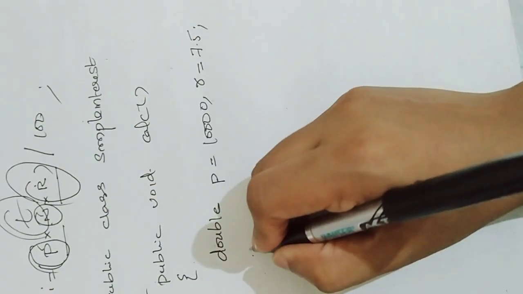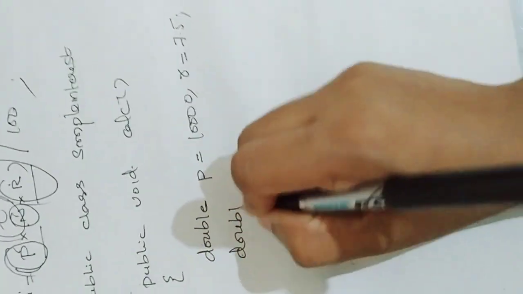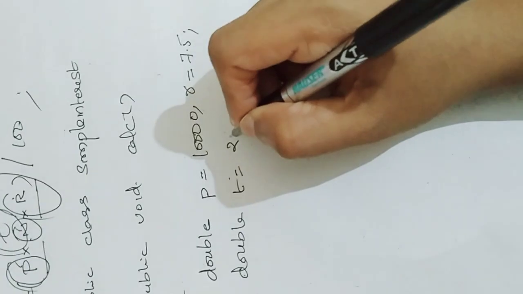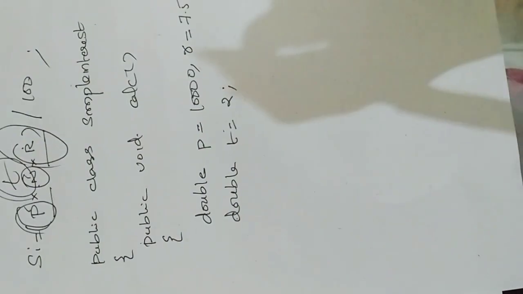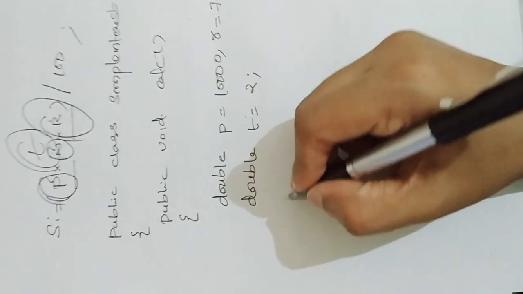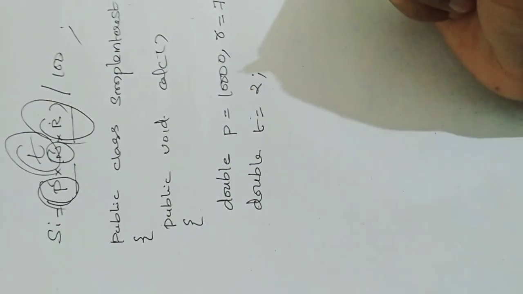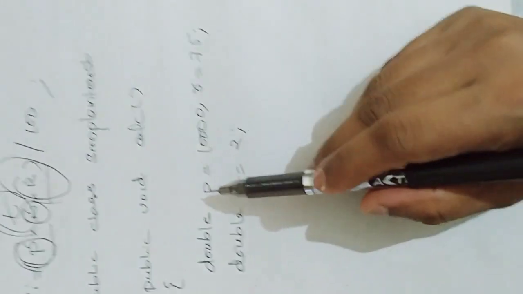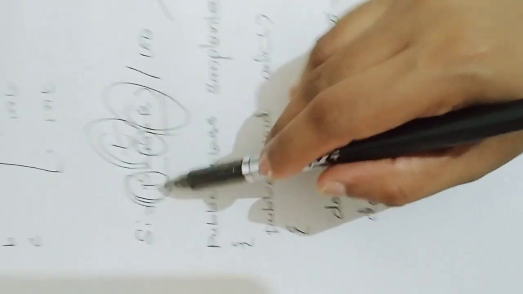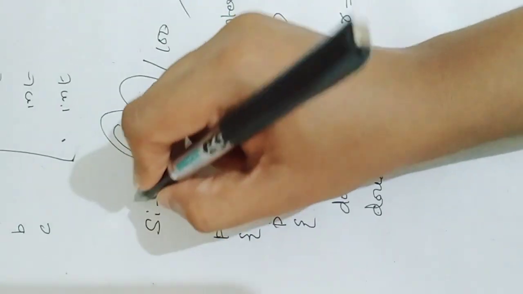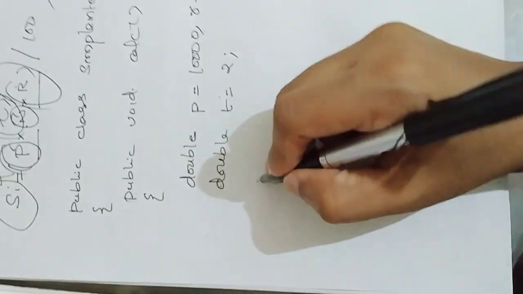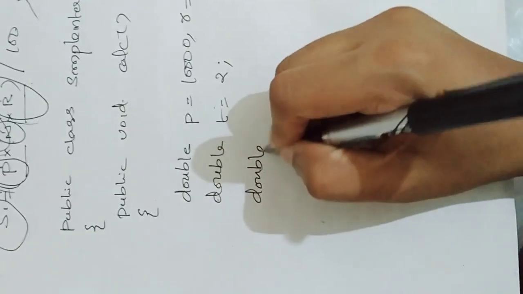I have closed. Okay. Double T is equal to 2 years. Let it be 2 years. Okay. Now how will you calculate? You need a variable to store the calculation. Yes, here you got PRT. Now you need another variable for storing these values.